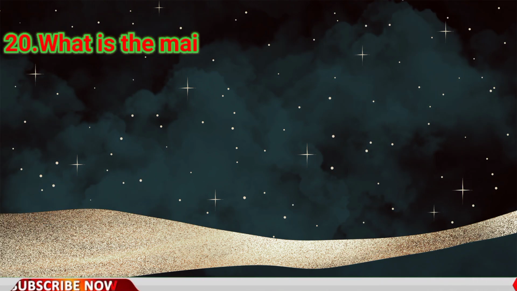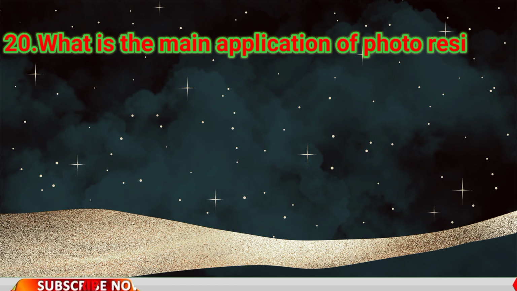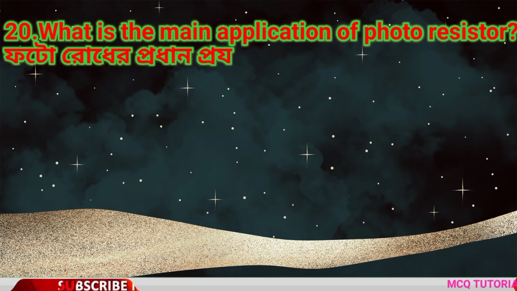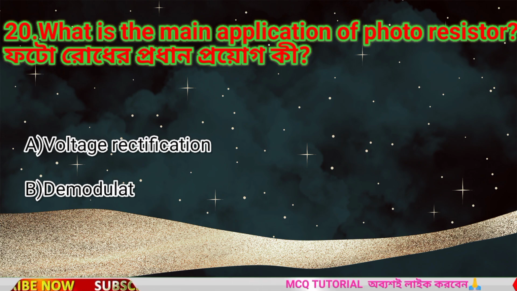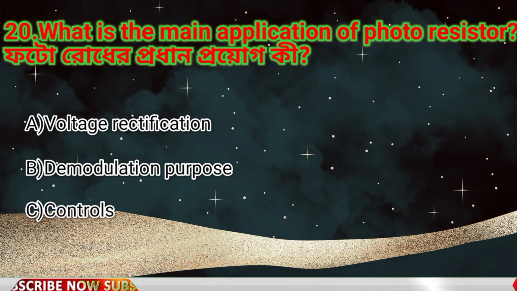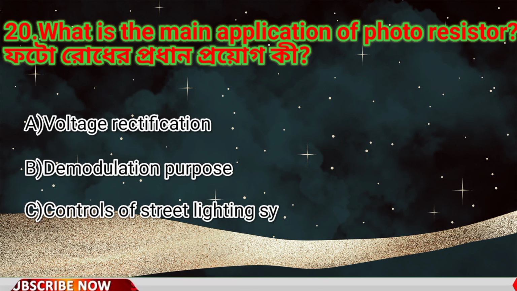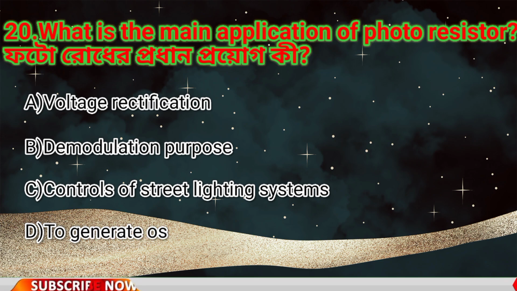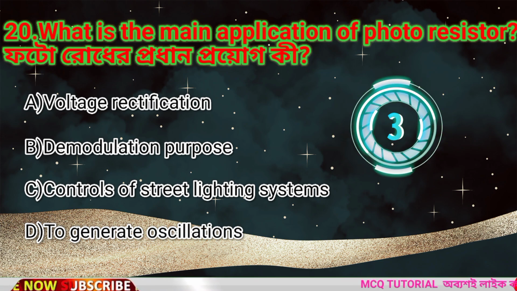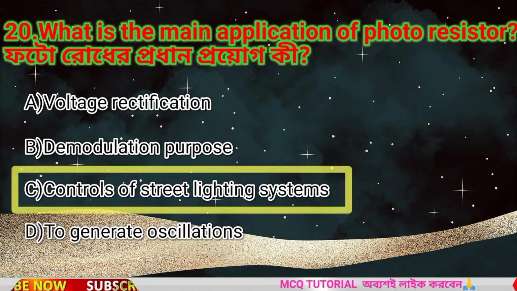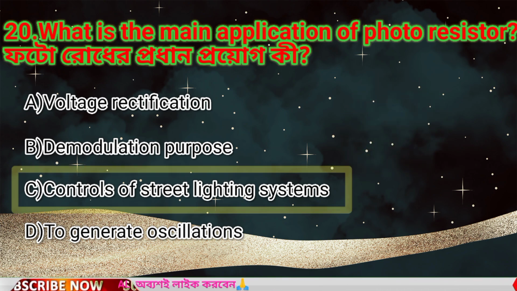What is the main application of photoresistor? Option A voltage rectification. Option B demodulation purpose. Option C control of street lighting system. Option D to generate oscillations. উত্তর হবে অপশন সি control of street lighting system.